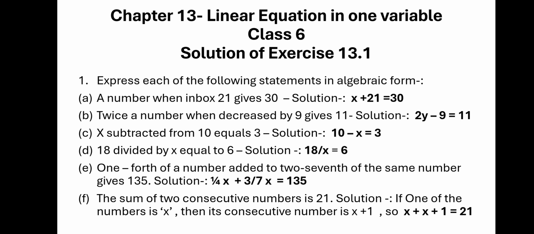The sum of two consecutive numbers is 21. Solution: if one of the numbers is x, then its consecutive number, consecutive means next number, is x plus 1. Now you can even take 3 consecutive numbers if given, because in the next question they have given that also. So here, 2 consecutive: x and x plus 1, when they are added, means x plus x plus 1 equal to 21. That is the algebraic form.